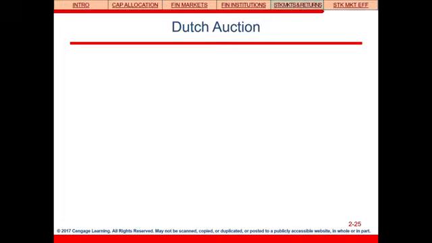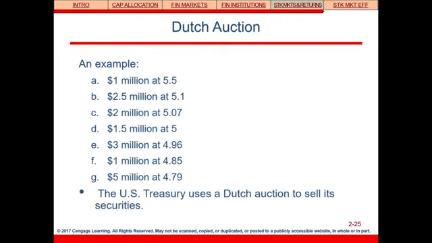Okay, so this is an example of a Dutch auction. And not just Google, the US Treasury also uses Dutch auction to sell its securities. So you see that this is an example. These are the demand for the US Treasury securities. Person A is willing to buy 1 million Treasury securities at the price of 5.5. And B is willing to buy 2.5 million at the price of 5.1. And then you have A, B, C, D, E, F, G, representing different people with different demand.